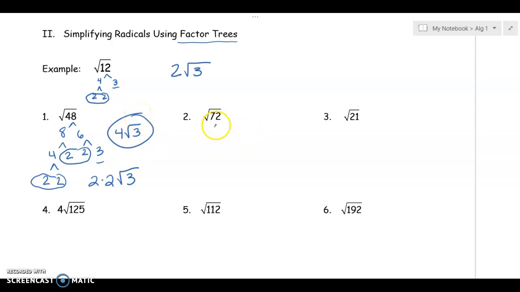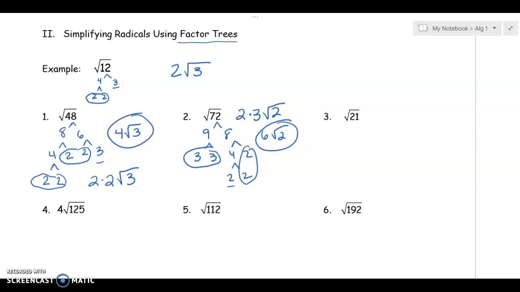For 72, you could do something like 9 times 8. 9 breaks down to 3 times 3, 8 breaks down to 4 times 2, and 4 breaks down to 2 times 2. From there, you're going to circle your pairs and underline any leftovers. For each pair, you write the number down once on the outside, so I have a pair of 2's and a pair of 3's, and then my leftover 2 stays under. Multiply the outside numbers together, you get 6 root 2.